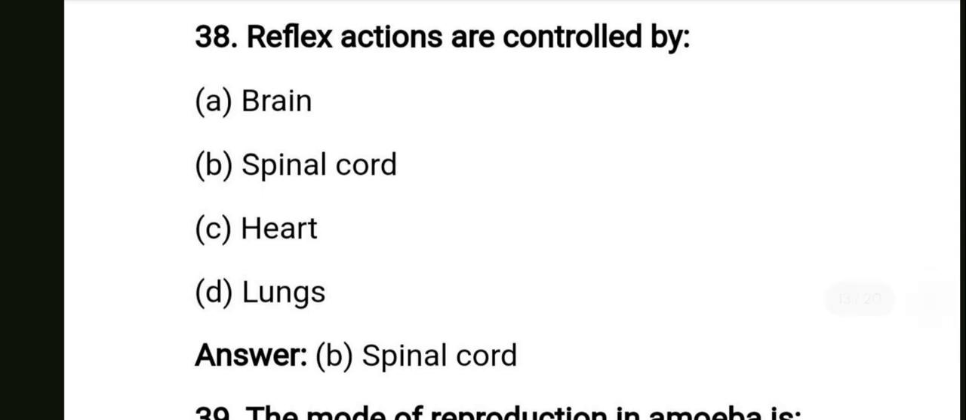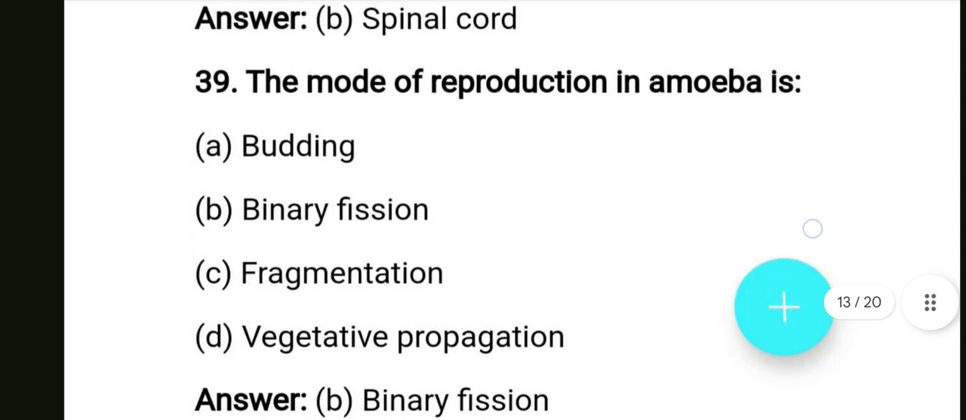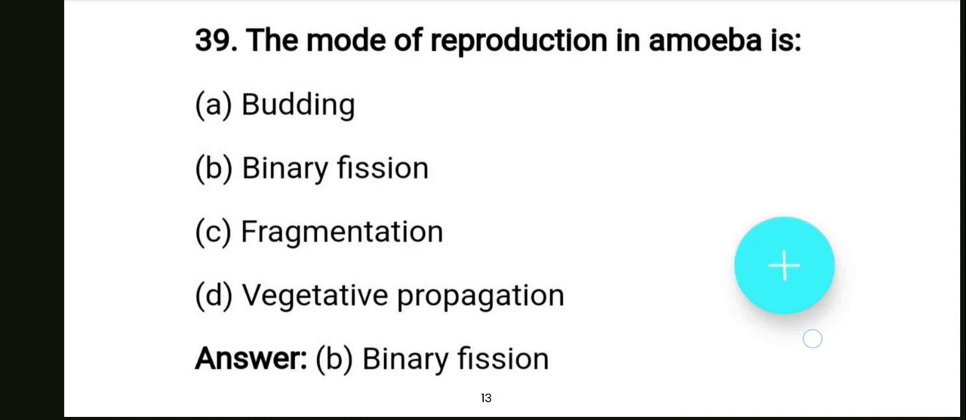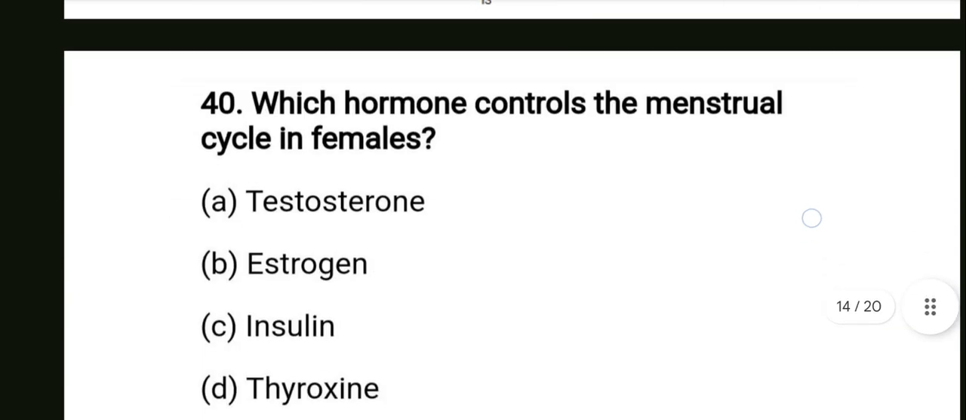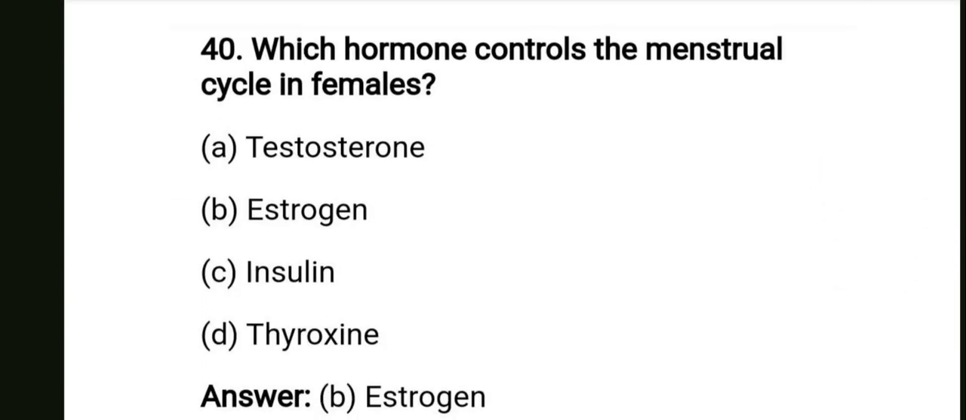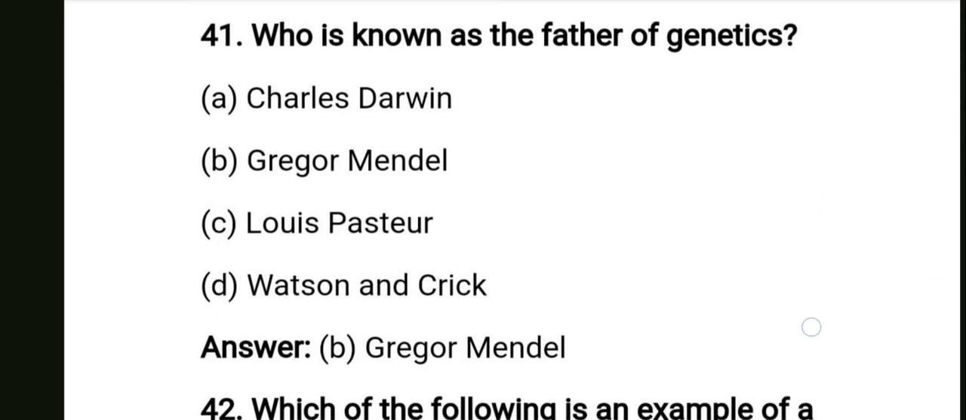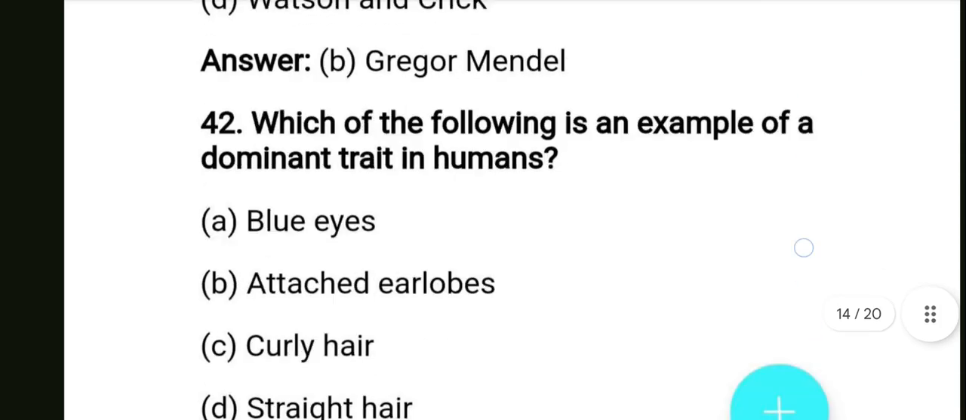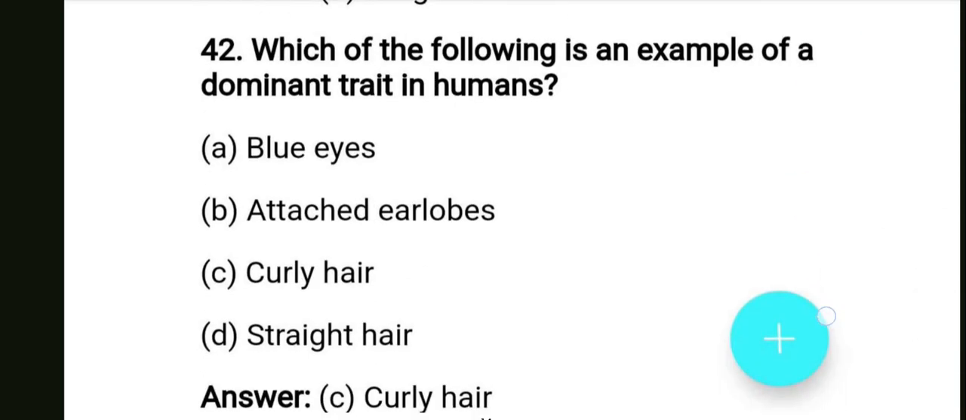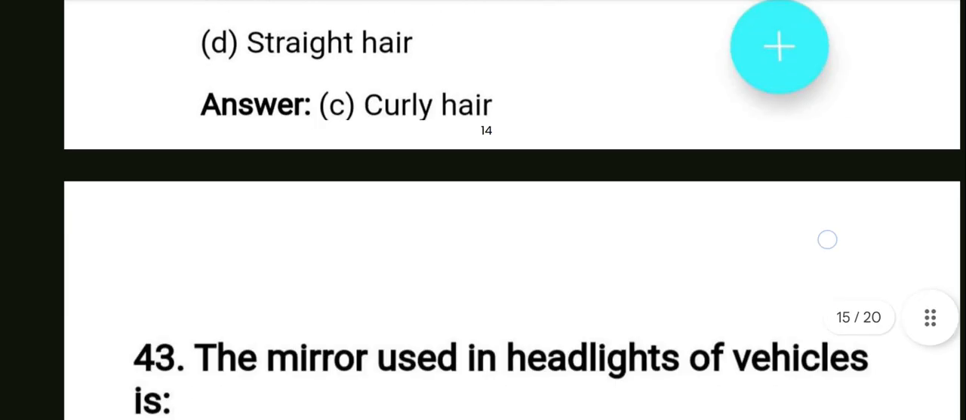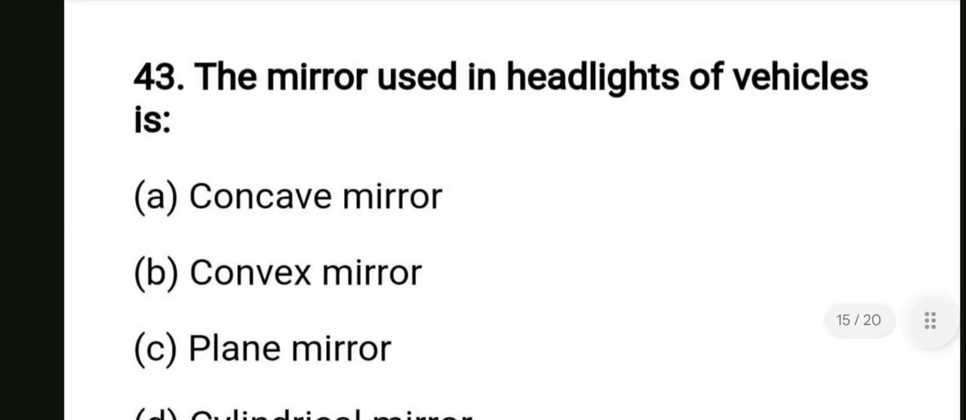Reflex actions are controlled by option B, spinal cord. The mode of reproduction in amoeba is option B, binary fission. Which hormone controls the menstrual cycle in females? Option B, estrogen. Who is known as the father of genetics? Very important question. Gregor Mendel. Which of the following is an example of a dominant trait in humans? Option C, curly hair.